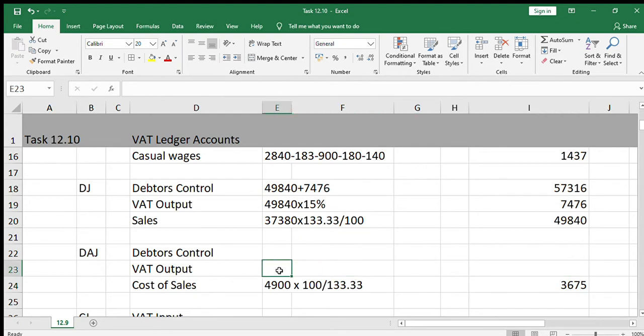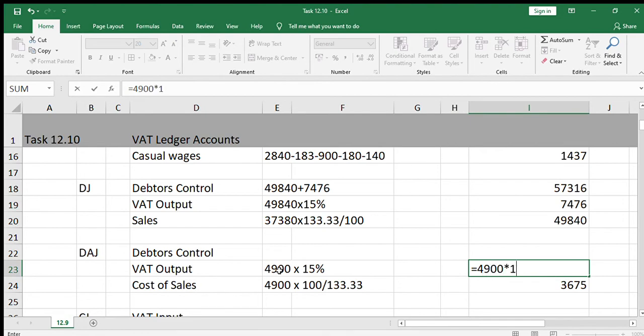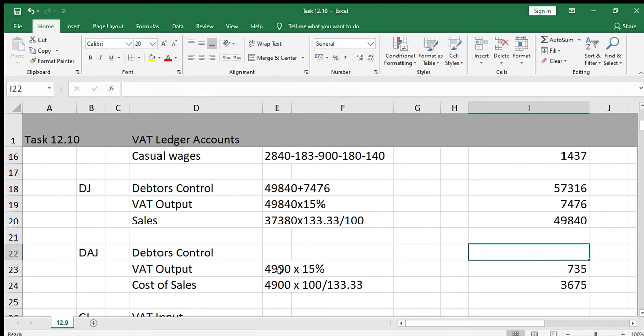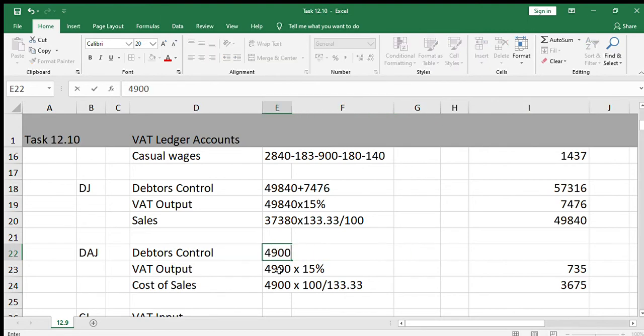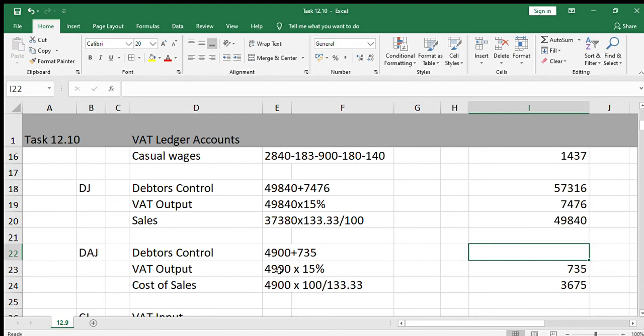VAT output. Look at the debtors allowances amount, which is 4,900. Now that amount excludes VAT, so we're just going to say 4,900 times 15%. So 735. And the debtors control will be the debtors allowances amount of 4,900 plus the VAT amount of 735. Because debtors control has to include VAT, because the goods which are returned are now not, the debtors not owing us the VAT on the goods which were returned. Out of these three, we're interested in the VAT output of 735.